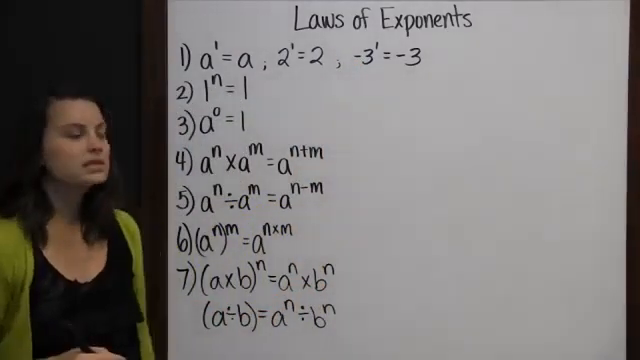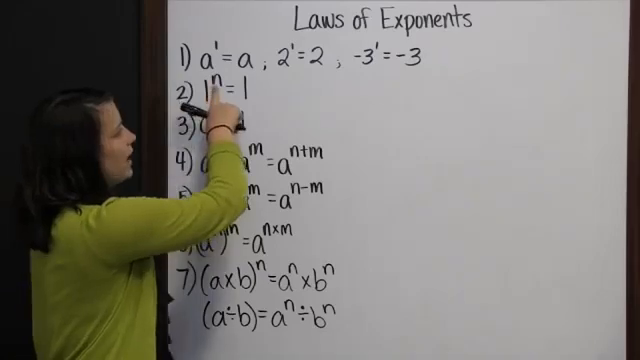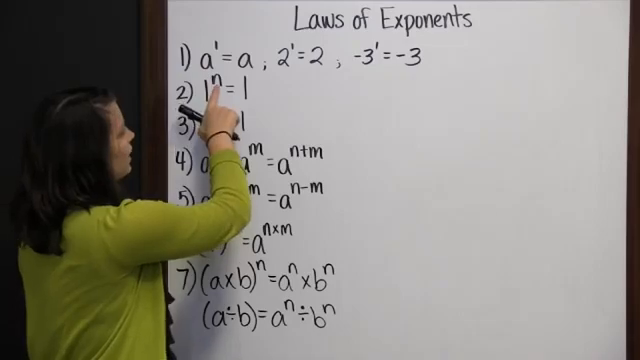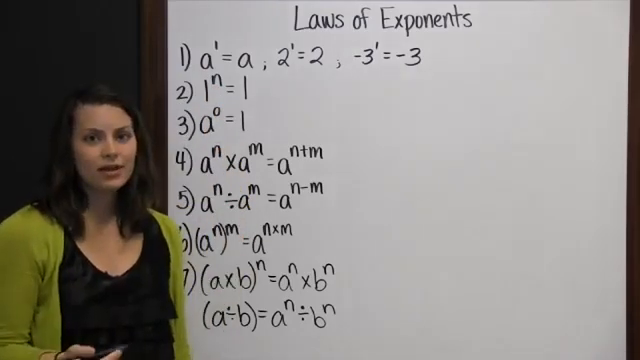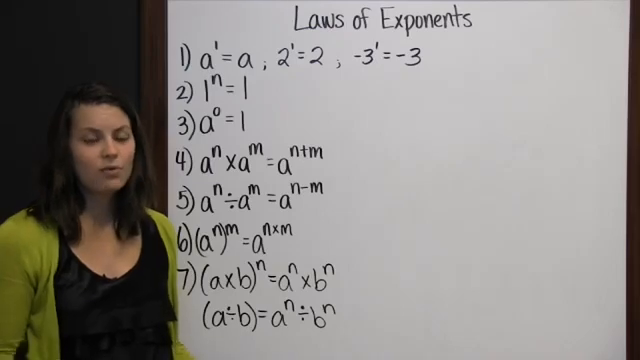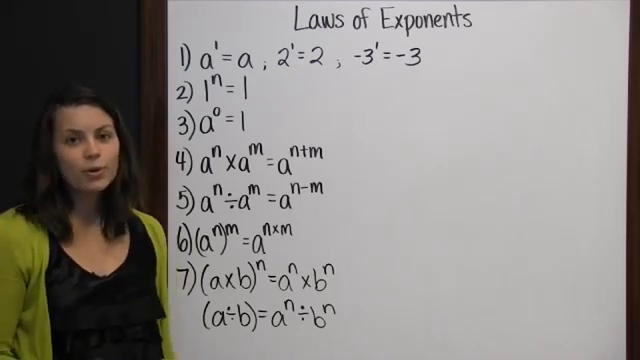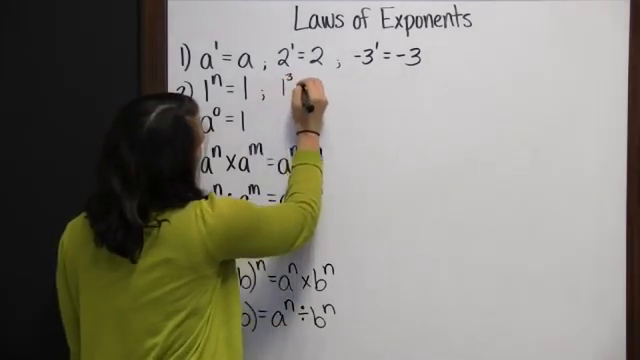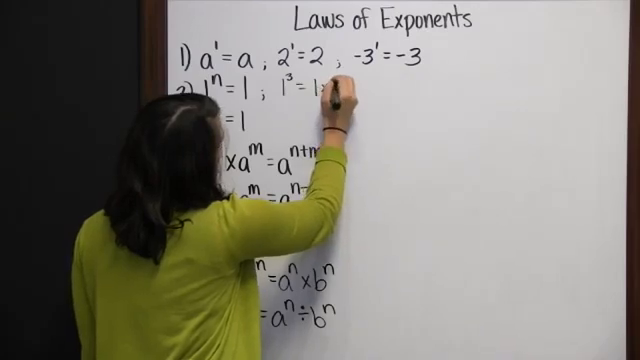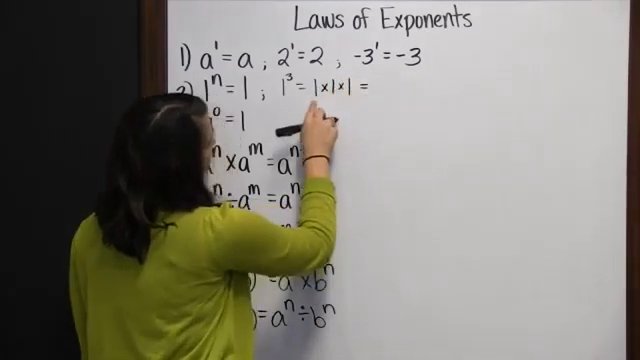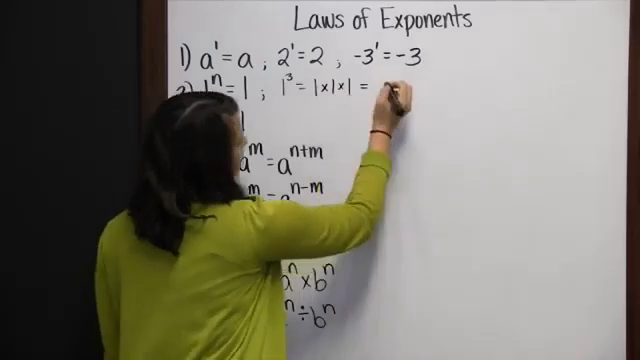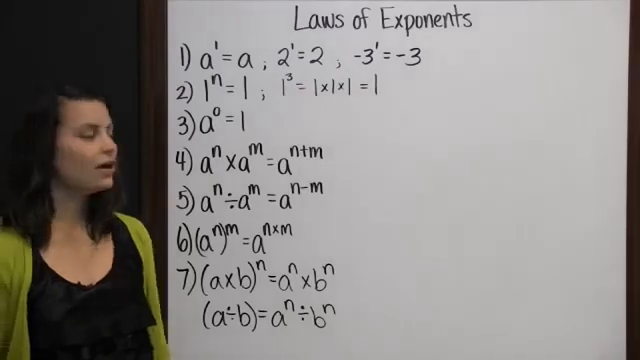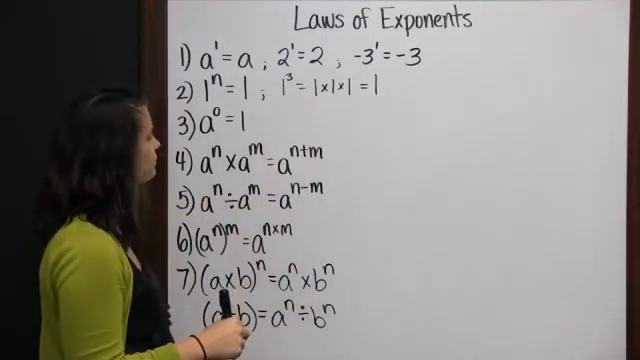The second rule says that 1 raised to any power is 1. Because all you're doing is multiplying 1 times itself, and no matter how many times you multiply 1 times itself, it'll always be 1. So for instance, 1 to the third power means 1 times itself 3 times. 1 times 1 is 1 times 1 is 1. So it doesn't matter how many times you multiply 1 times itself, you'll always get 1.